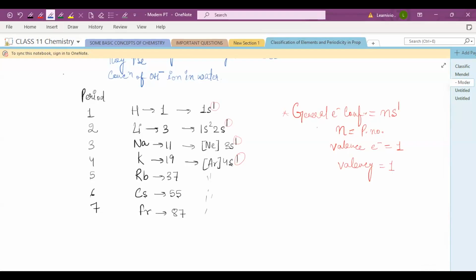And if you want the mnemonic to remember this group, here's the mnemonic, I'm writing it over here. Henry Lewis nearly knocked racing cars furiously. Racing car furiously. So you can also remember it with this mnemonic. Henry Lewis nearly knocked racing car furiously. This is for hydrogen, lithium, sodium, potassium, rubidium, cesium, and francium.